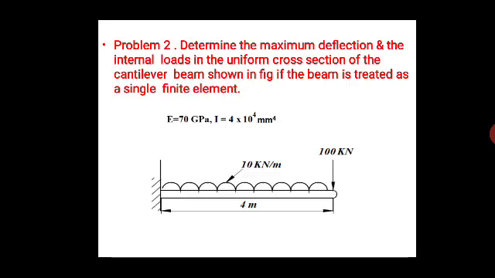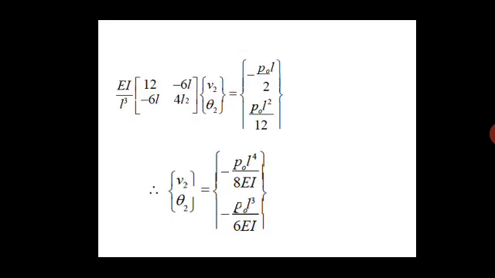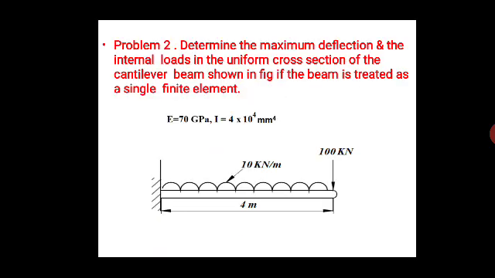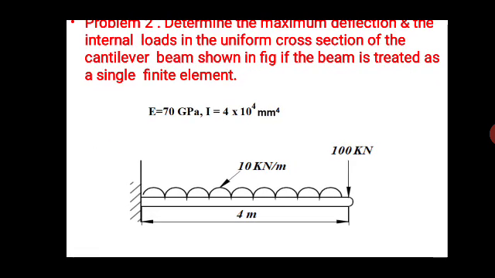Now we shall move to the next problem. Here, problem number 2: determine the maximum deflection and the internal loads in the uniform cross section of the cantilever beam shown in the figure, if the beam is treated as a single finite element. And in this problem, Young's modulus is given as 70 GPa and the moment of inertia I as 4 into 10 raised to 4 mm to the power of 4.